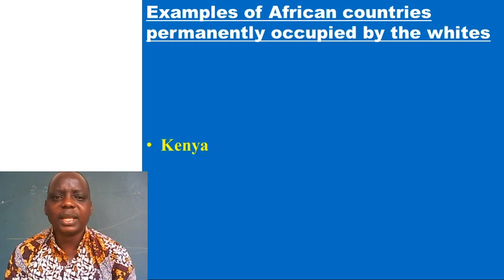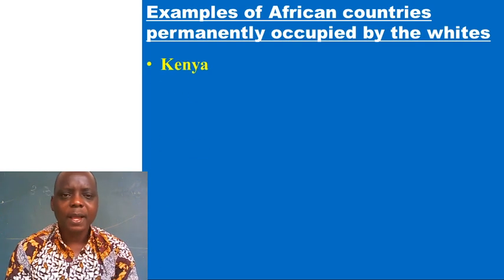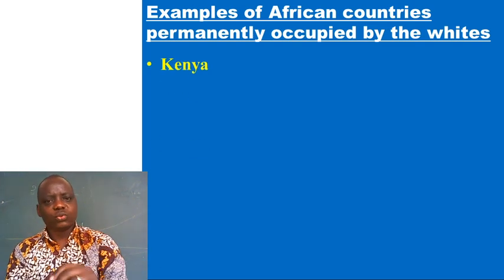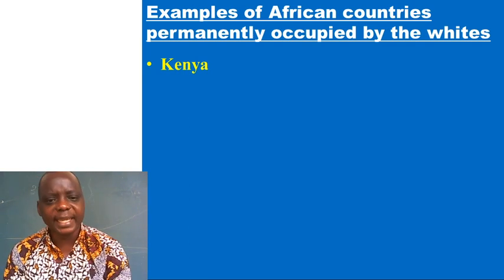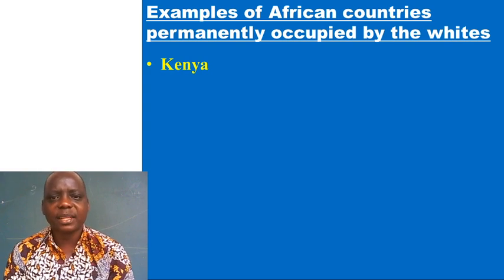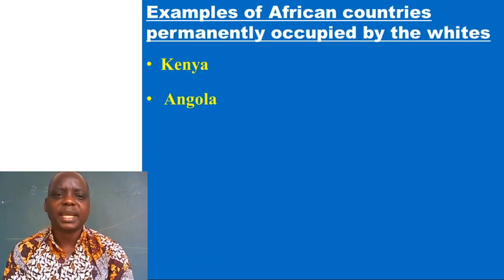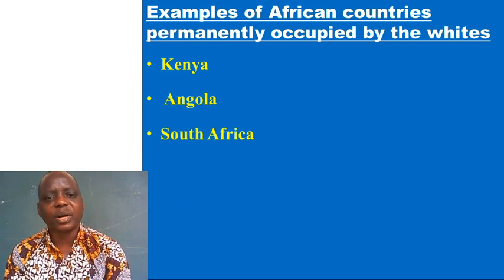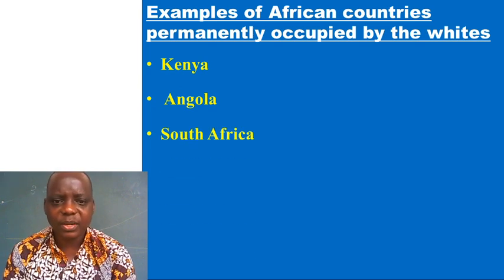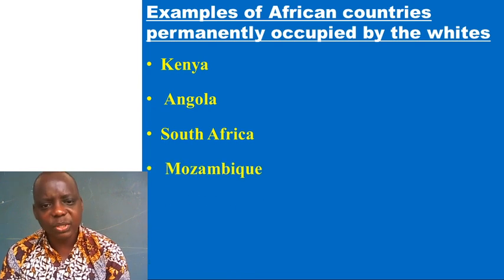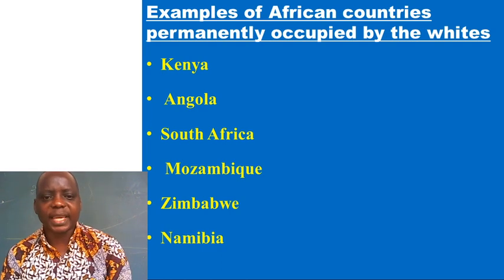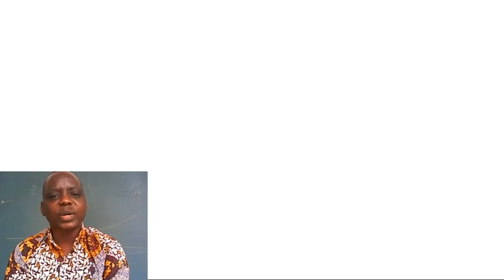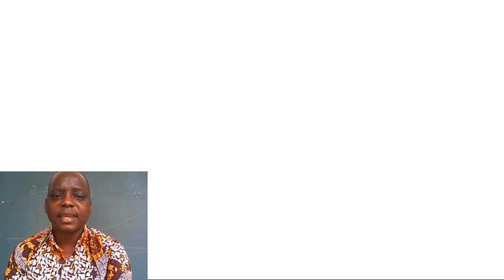So here we are looking at countries like Kenya, and we will dwell so much on Kenya, because we are in East Africa and Kenya is found in East Africa. We are going to talk more about it, and we have also another one, Angola. In the central part of Africa, we have South Africa, we have Mozambique, and then we have Zimbabwe. Not forgetting Namibia there. These were countries where the colonialists established their settlement and they settled there.